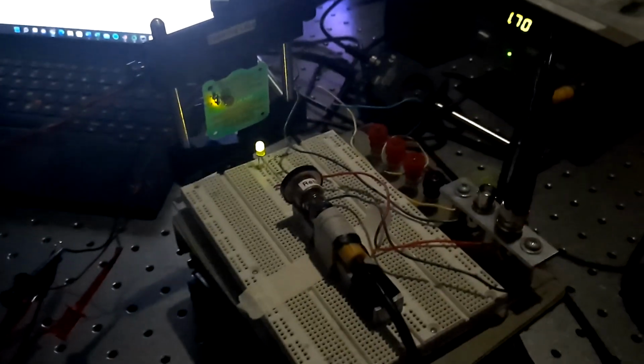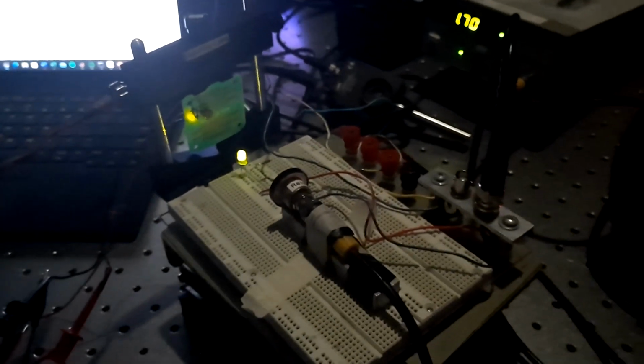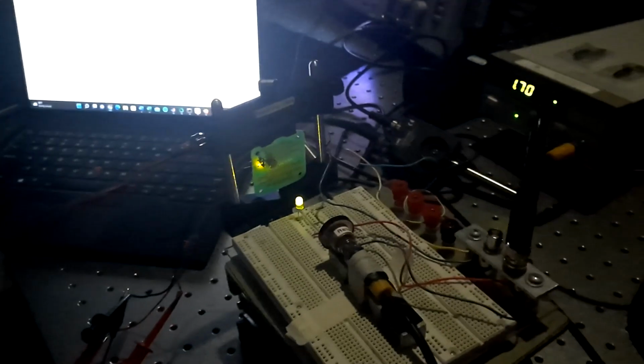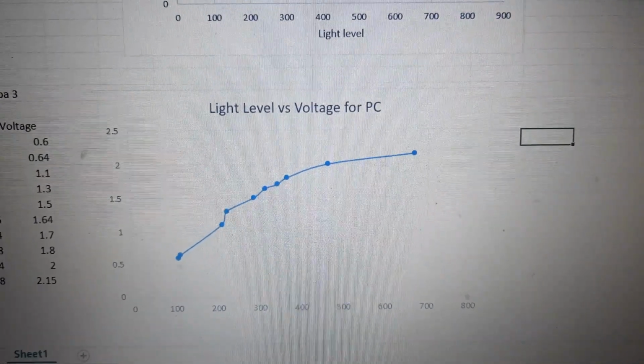Still in part A, this is part 3, we have our photoconductor here, and like the other parts, we measured voltage as a function of the light level, or light level as a function of the voltage. And these were the results.